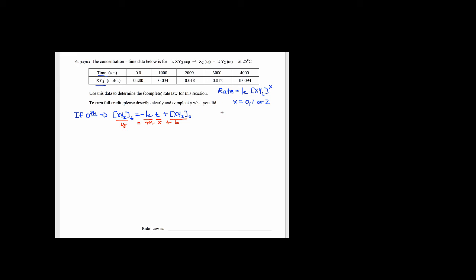So if we were to graph concentration of XY2 versus the time, if we get a straight line, then this would mean it's 0th order, and the slope of the straight line would be negative k. Well, we do the graph, and we end up getting a curved line.